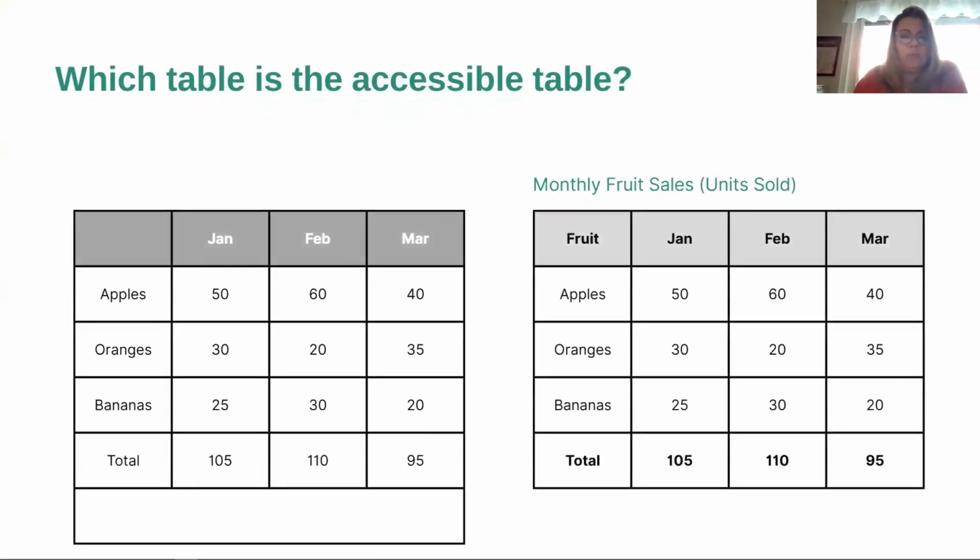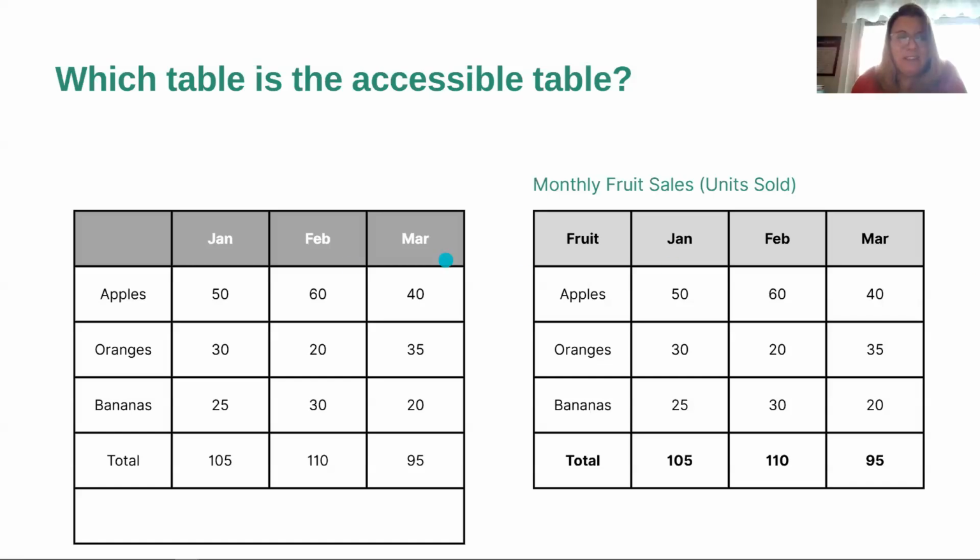I'm going to say, which table do you think is the accessible table? Anybody want to take a stab at this one? The second one. The second one, that's the good one. Now, can you explain why? It has a heading and it bolds some of the important things to look at. And it has the title.